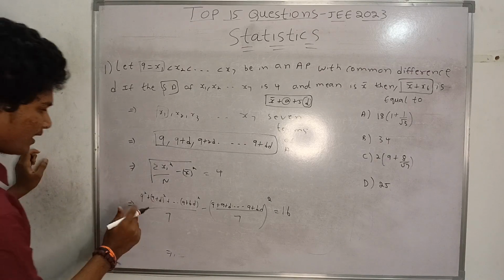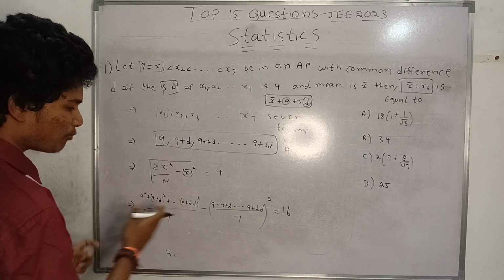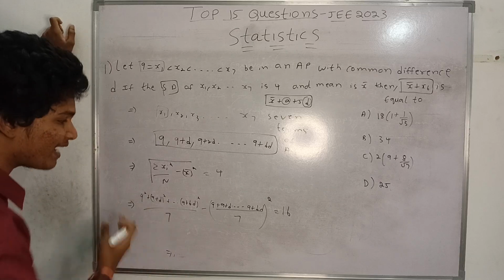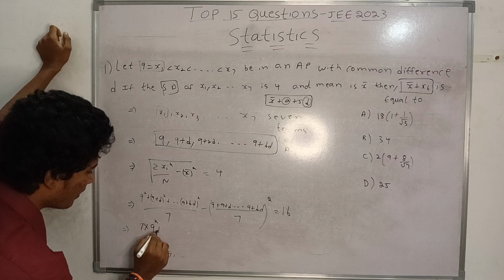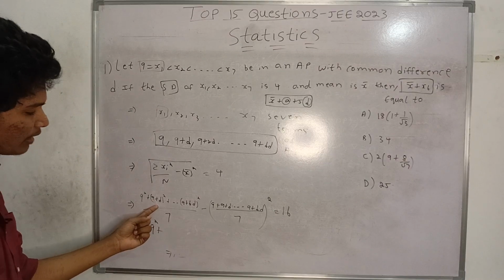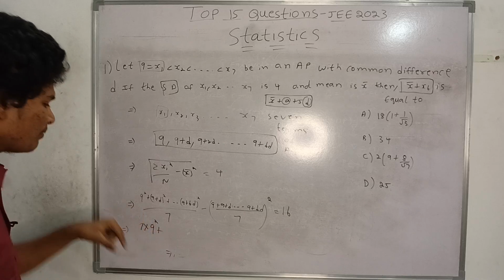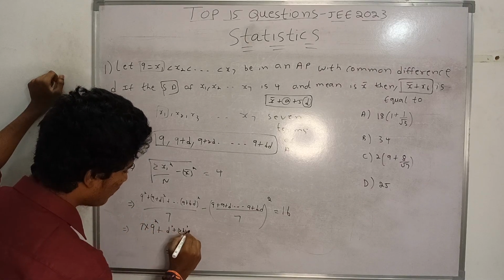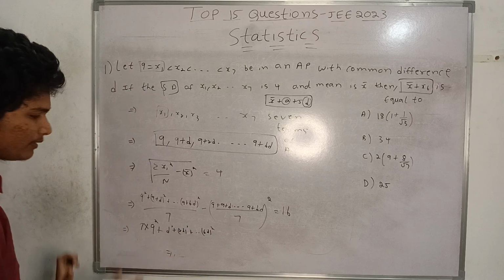Now we have to solve this. Basically here you see 9 square, and in each bracket up to 9 plus 6d there is a 9 square. So how many 9 squares are there? 7 9 squares are there. So I can write 7 into 9 square plus d square, plus 2d whole square, and so on up to 6d whole square.